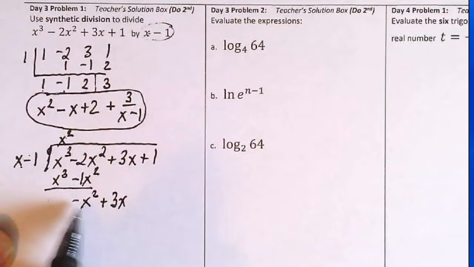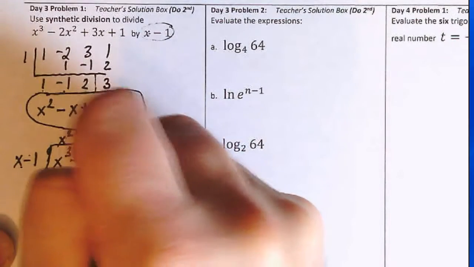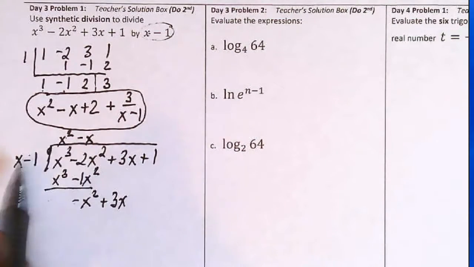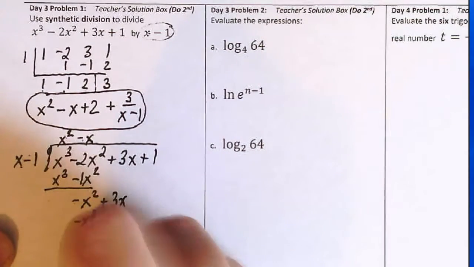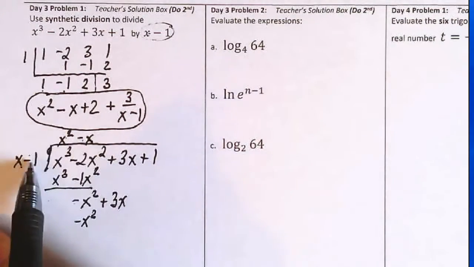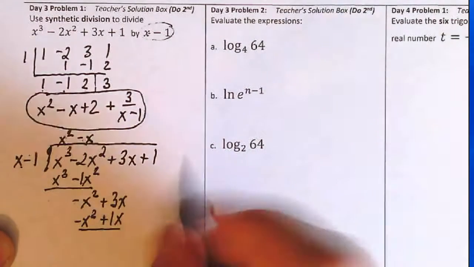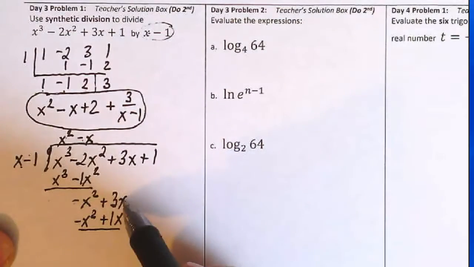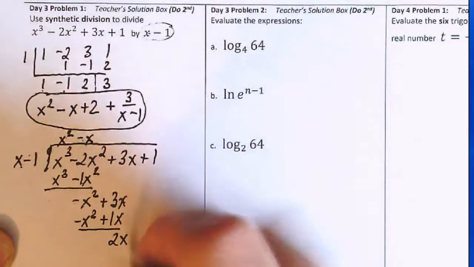X times what is negative x squared? And that would be negative x. And then you multiply these together. Negative x times x is negative x squared. Negative x times negative 1 is plus 1x. And then subtract the columns. 3x subtract 1x is 2x. Drop down the next term.